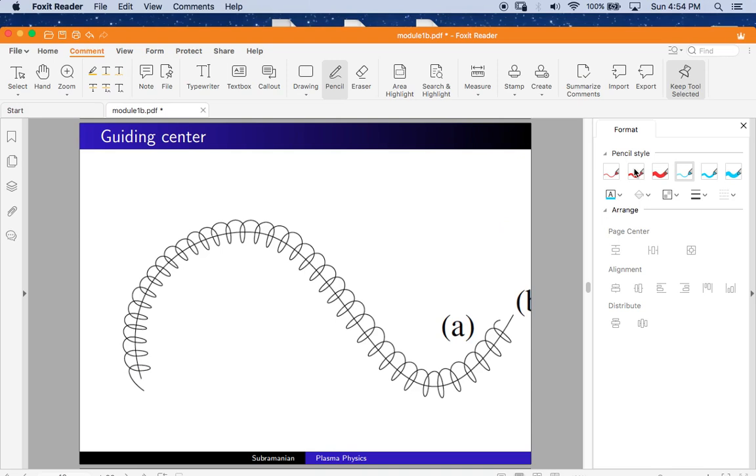Let me write this in red just to say just these points in red. Say this one, this one, this one, this one, and so on, so forth. Okay, you can afford to follow only the guiding center. Okay, you can follow just the guiding center.